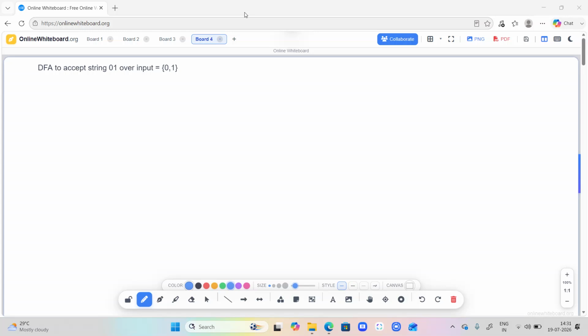Everyone. Let's start with the first example on DFA. So the question is: construct a DFA to accept string 01 over input 0, comma 1. First, whenever you get any question, identify the language which will be accepted. So you want to construct a DFA which will accept string 01.